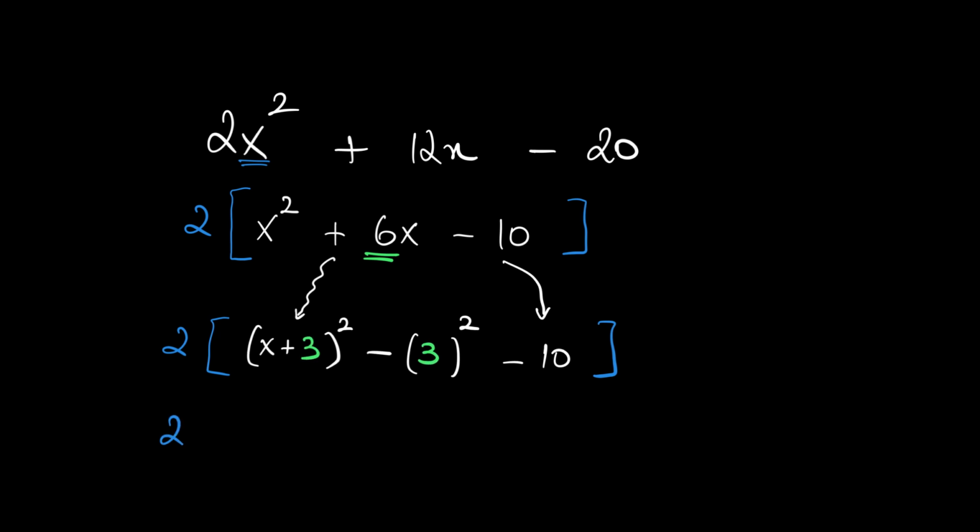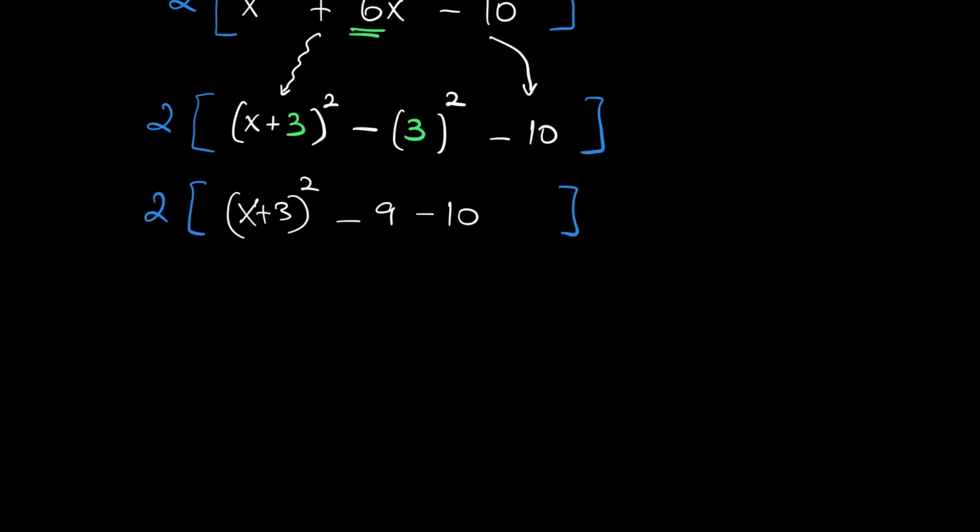Now the 2 and the blue bracket is still as is. Inside the blue bracket I have an x plus 3 whole squared going on. I have a minus 9 and I have a minus 10. What I want to do then is I want to keep the 2 as is still, the blue bracket as is still, and this would be x plus 3 whole squared minus 19.